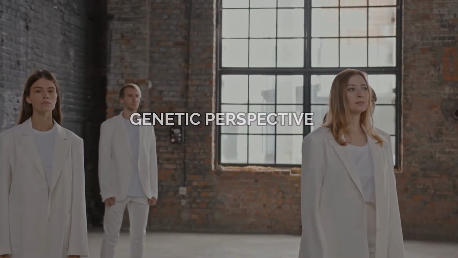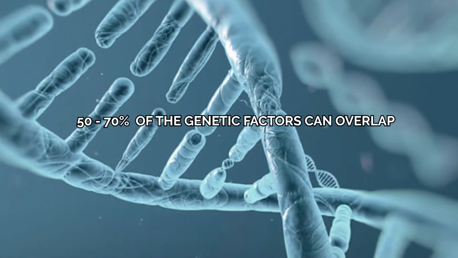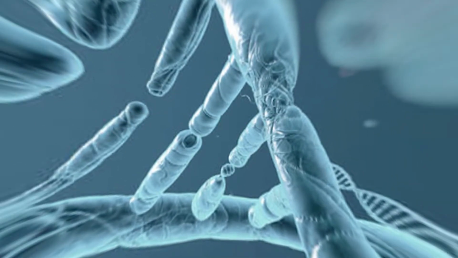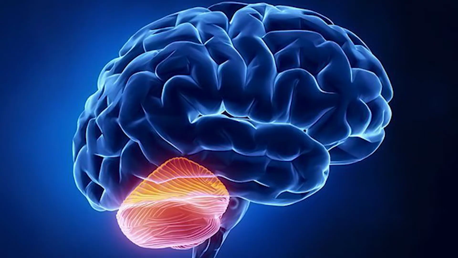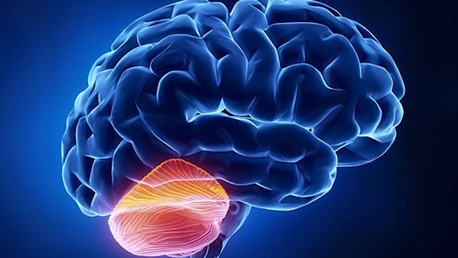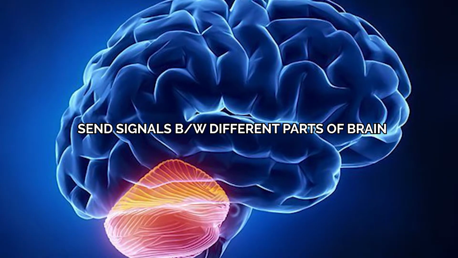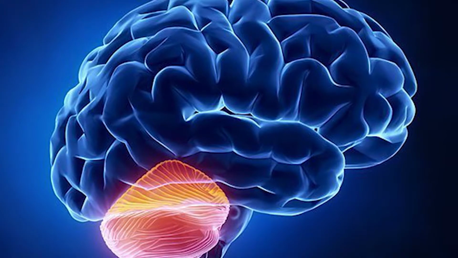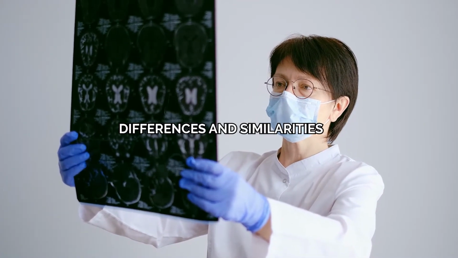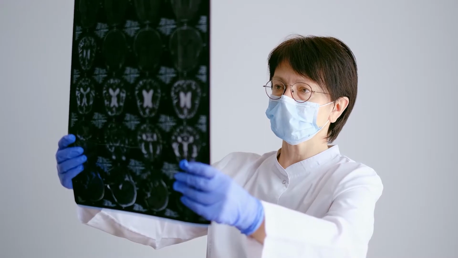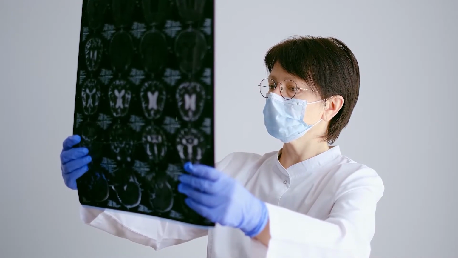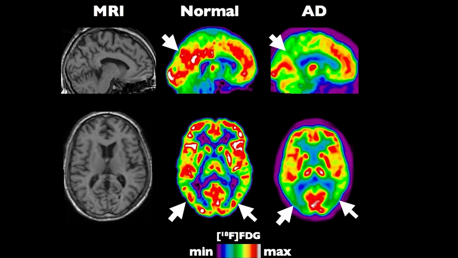From a genetic perspective, it's estimated that about 50 to 70% of the genetic factors can overlap between the disorders, and there are also shared differences in the structure of the brain as well as how the brain communicates or sends signals between different parts of the brain. So that's functionality of the brain. First we'll talk about some of the differences and similarities in structure. From this figure, I'm not expecting you to appreciate all the nuances of what's shown, but I want you to focus on these different colors.